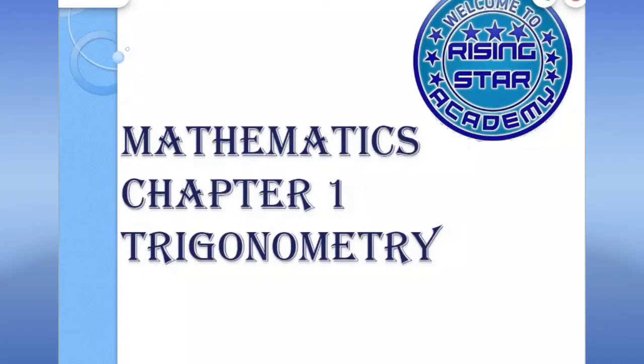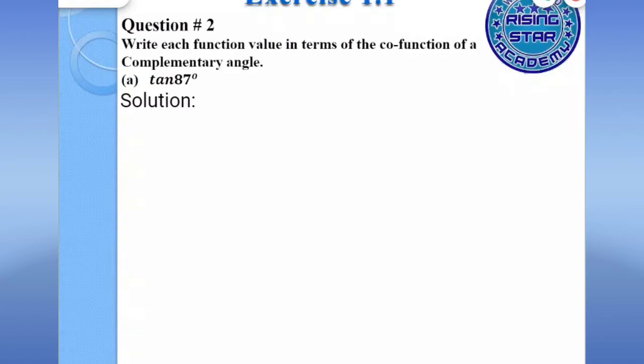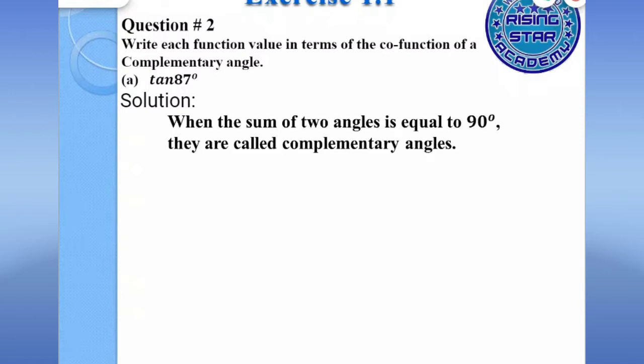Today we will do Chapter 1 Trigonometry, Exercise 1.1, question number 2. Let's start now. Here we have: write each function value in terms of the co-function of a complementary angle. First of all, we need to know what a complementary angle is. When the sum of two angles is equal to 90 degrees, they are called complementary angles.